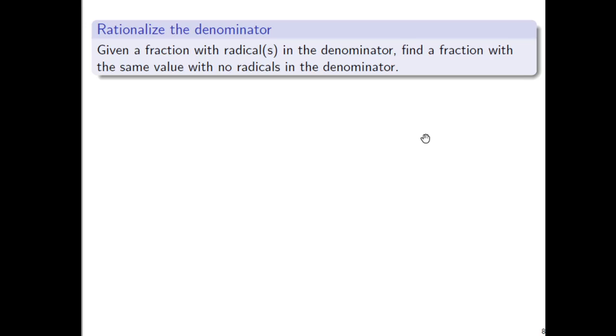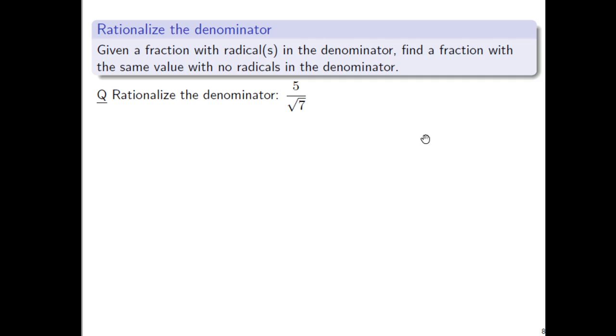Let's revisit this concept of rationalizing the denominator. Recall that when you're given a fraction with radicals in the denominator, the task is to find a fraction which has the same value, and the key is that it has to have the same value. However, the new fraction should have no radicals written in the denominator, and there might be some radicals written in the numerator, but at least no more radicals in the denominator.